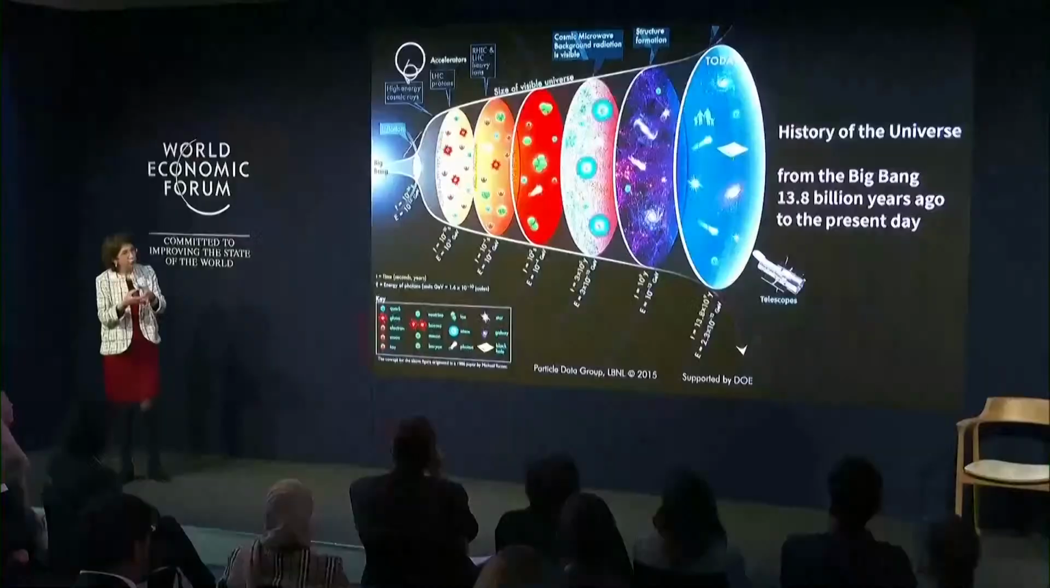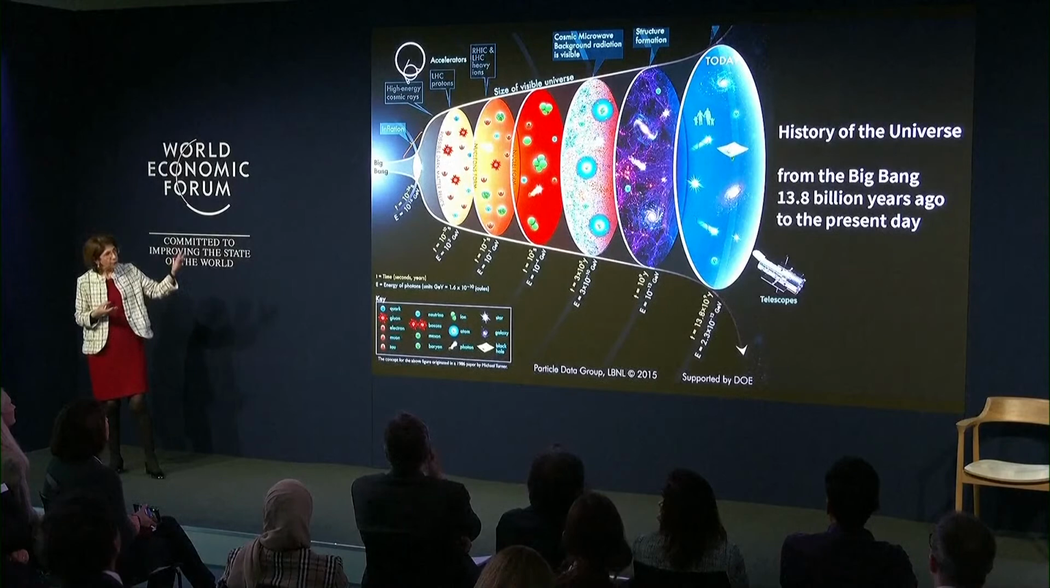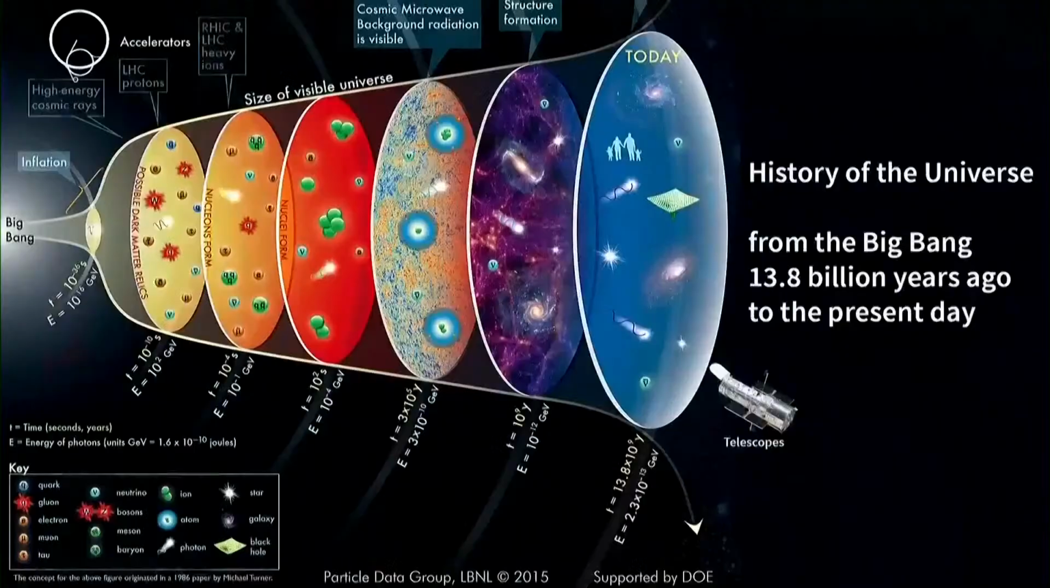First, the quarks to form neutrons and protons, then neutrons and protons to form nuclei, nuclei with electrons to form atoms, atoms to form molecules, and then up to the macrostructure that we see here, stars, planets, galaxies, and of course, us, the human beings, and our hair. So this is the reverse movie of what I showed before.